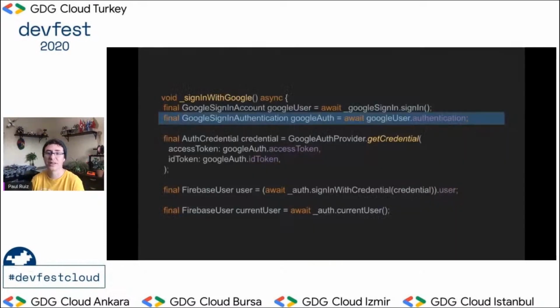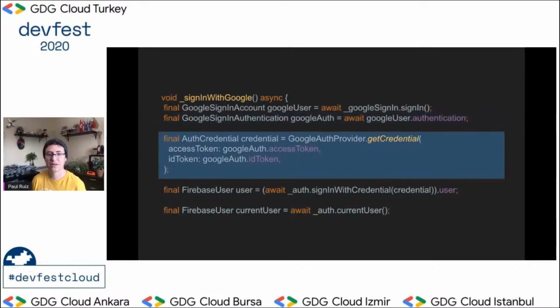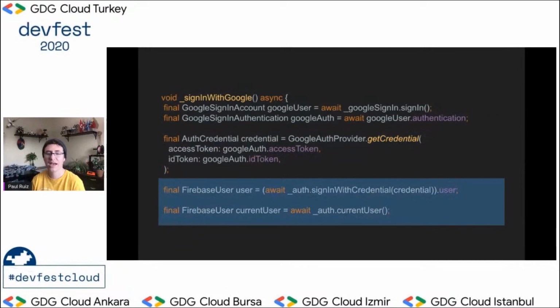And after the user has selected their account, you'll receive this Google Sign-In account object. So you can use this to authenticate against Google's identity provider service. And then once the user is authenticated, you can retrieve their auth credentials from the Google Auth provider, which is a part of the Firebase Auth framework. And then finally, you can retrieve the Firebase user using their Google Authenticator credentials.